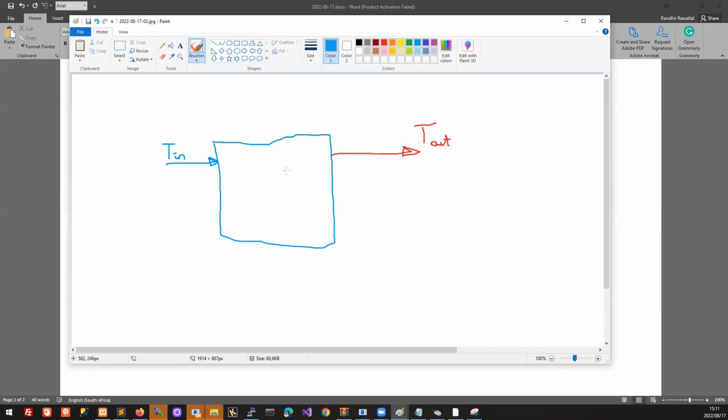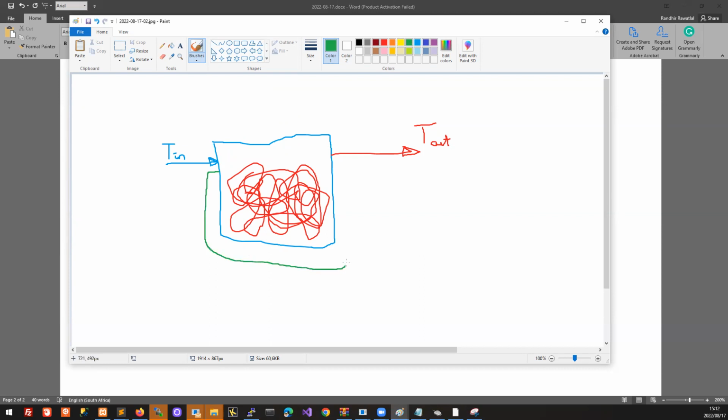And now, we know that the temperature tends to rise here, that the reaction is exothermic. So this reactor does get hot. So what we will try to do is add a jacket to cool things down for us. So here's a jacket, and we've got flow across this jacket.